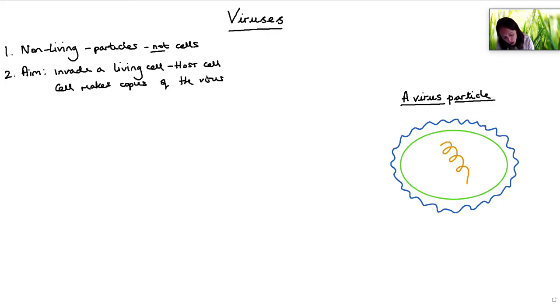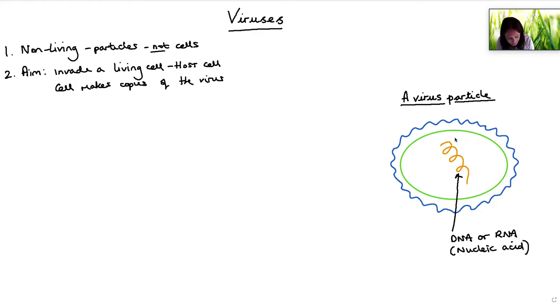So let's take a look at the structure. On the right-hand side of the page here, I've drawn a typical virus particle. Notice I haven't called it a cell. At their centre, they contain a piece of DNA or a piece of RNA. It depends on the virus. DNA and RNA are types of nucleic acid.